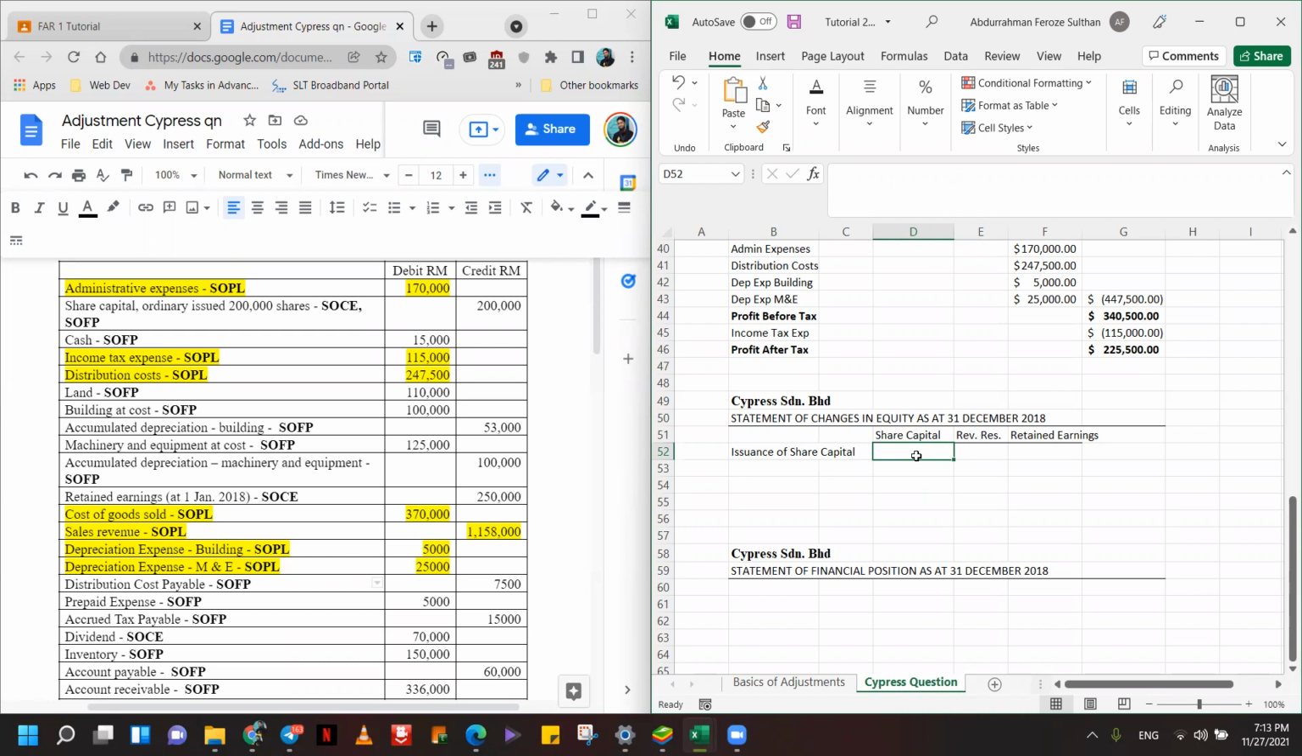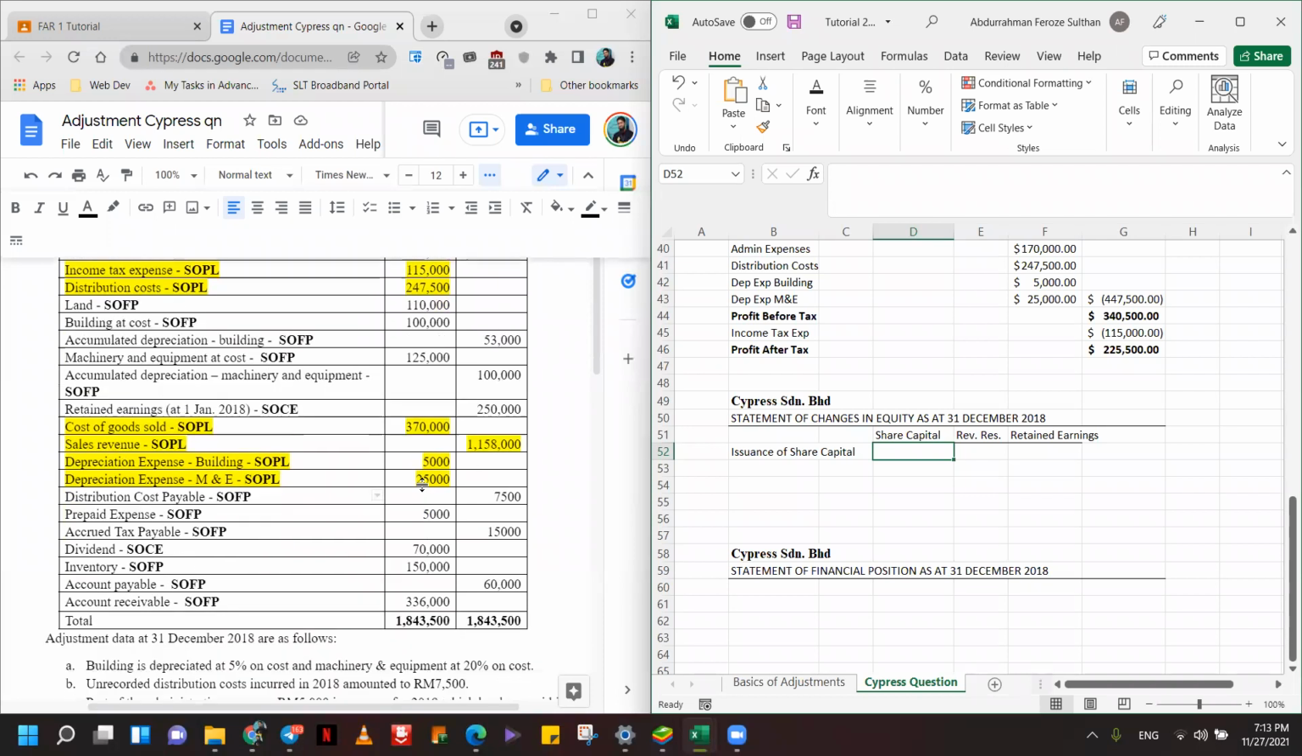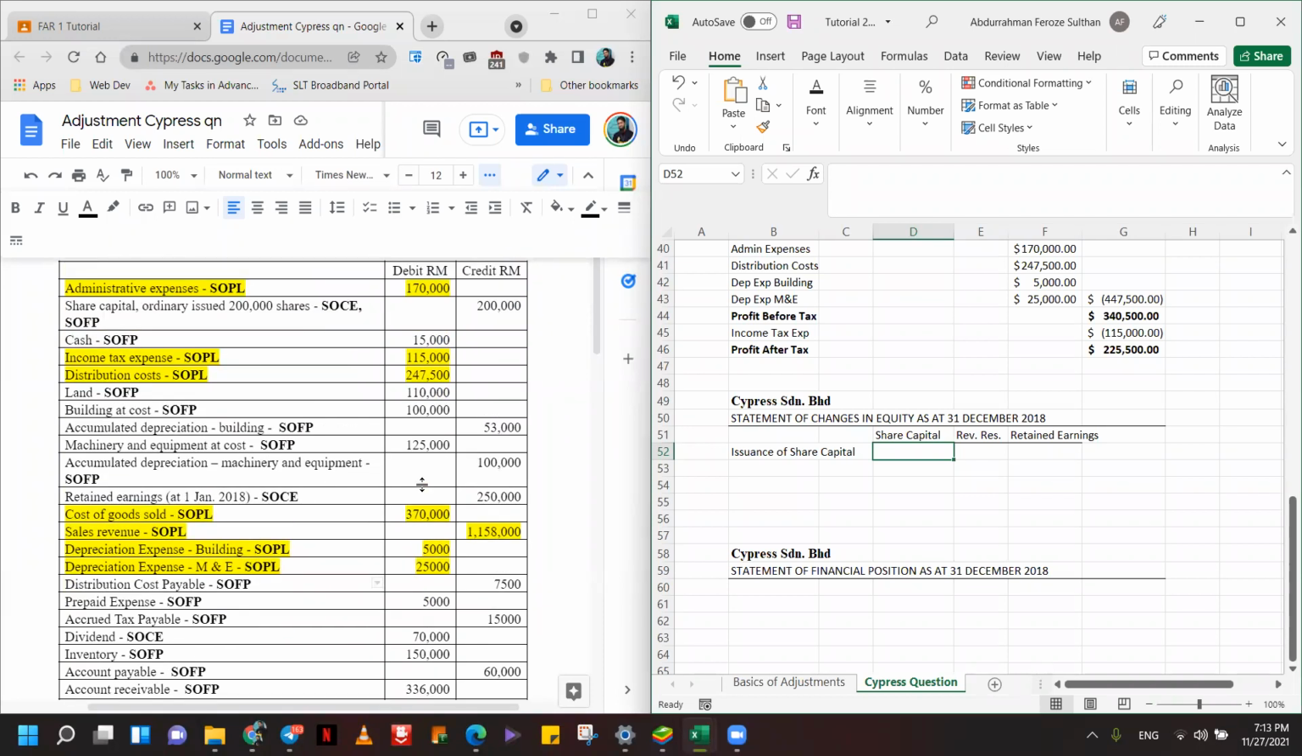How much is the issuance of share capital from the trial balance? 200,000. Okay.